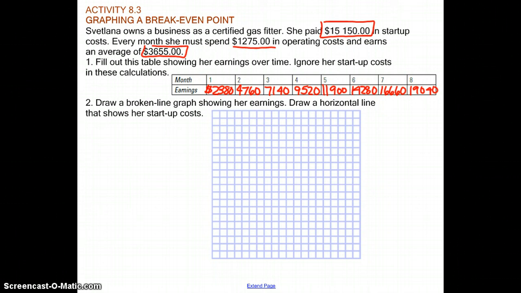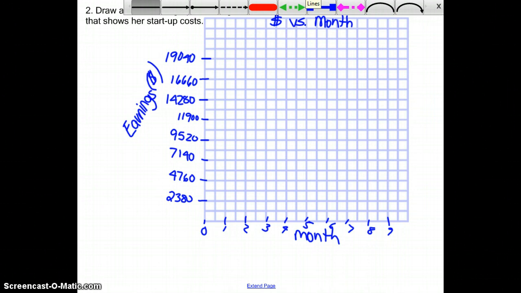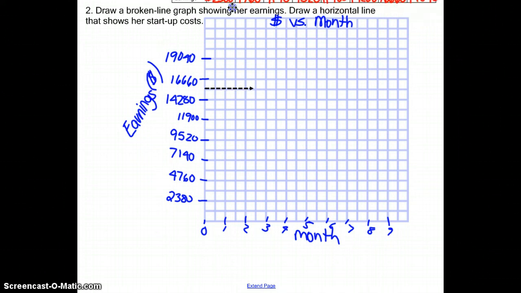So then we're going to draw a broken line graph showing her earnings. The horizontal line will show her startup costs. So once you have your graph all labeled, we're going to put on here our startup costs with a horizontal line because the startup costs aren't actually changing. So the startup costs are at $15,150, which should be somewhere in between these two marks here. There should be a horizontal line there. Then we can plot the other line on here.